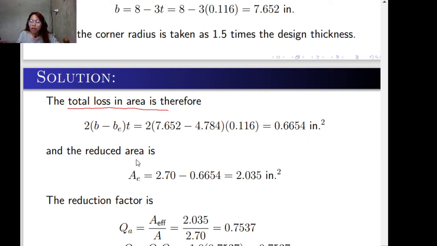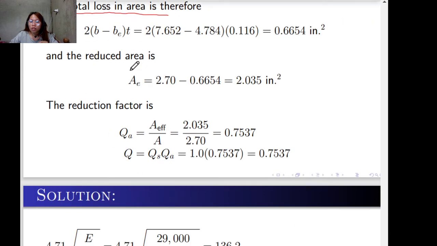Therefore, the reduced area or the A effective is the gross area minus this total loss in the area. Right? Because this is the unreduced length minus the effective. So, what is lost is this width times the thickness, then times 2 since there are two heights in the HSS shape. So, A effective is equal to the gross area minus this total loss in the area.